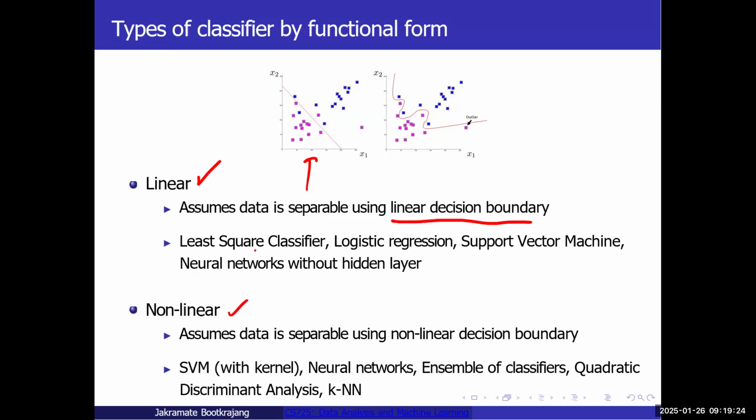For the linear decision boundary, we have the least squares classifier, we have logistic regression, we have support vector machine. And for nonlinear, basically you draw a line as well, but it's not going to be a straight line. It's going to be squiggling, depending on the definition of your function. You can have SVM, the support vector machine with kernel, neural network, ensemble, and so on.